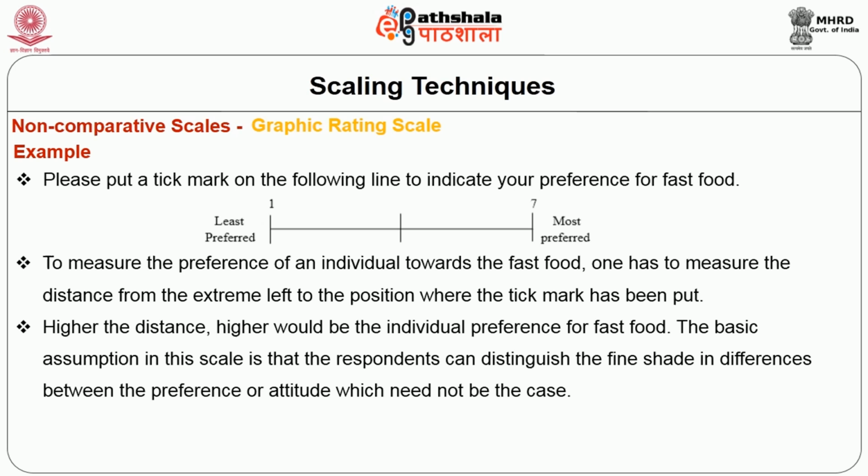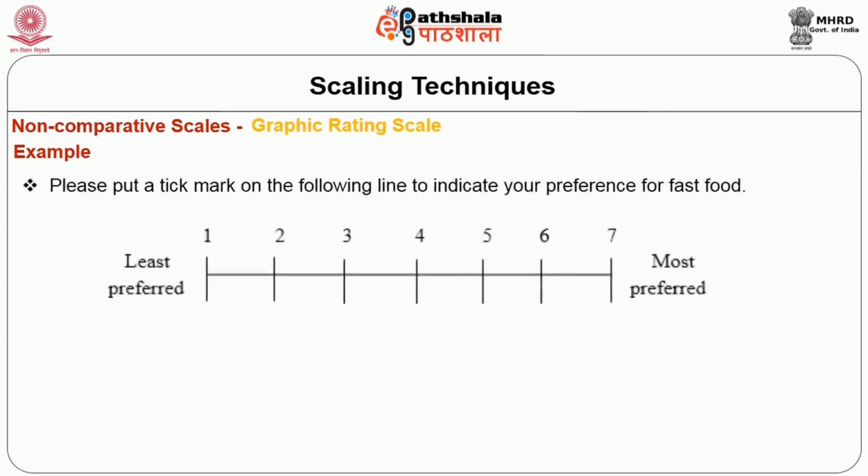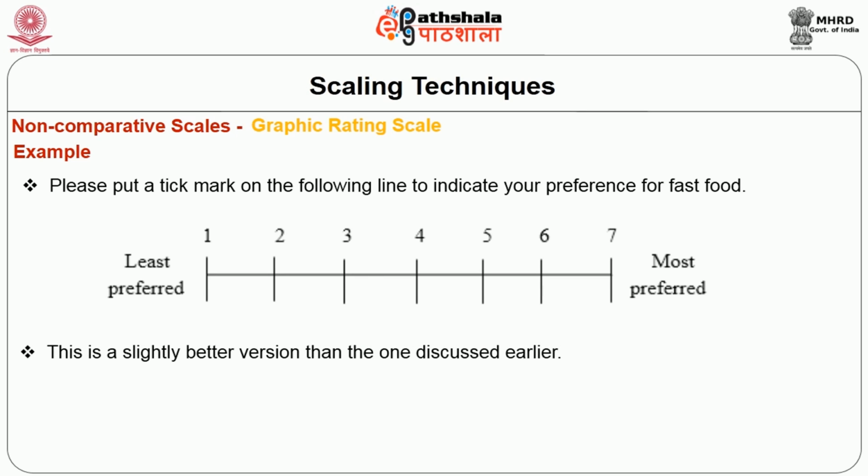The basic assumption in this scale is that the respondents can distinguish fine shading differences between the preference or attitude, which need not be the case. Further, the coding, editing, and tabulation of data generated through such a procedure is a very tedious task, and the researchers would try to avoid using it. Another version of the graphic scale could be the following. For example, please put a tick mark on the following line to indicate your preference for fast food where the values are mentioned. This is a slightly better version than the one discussed earlier.